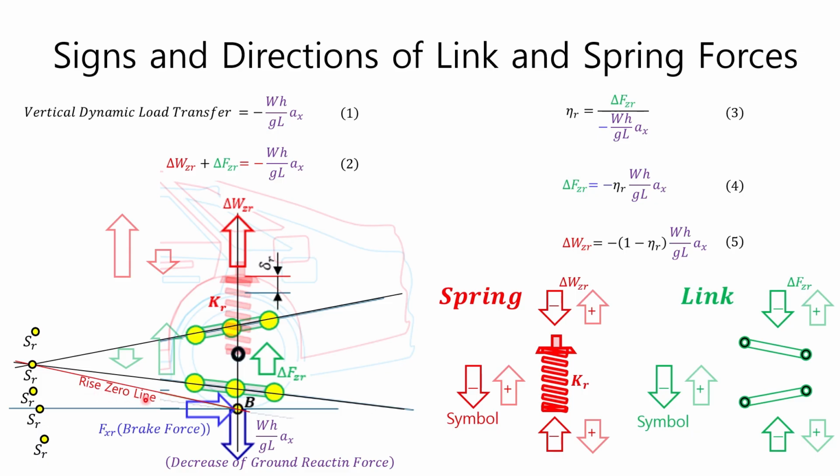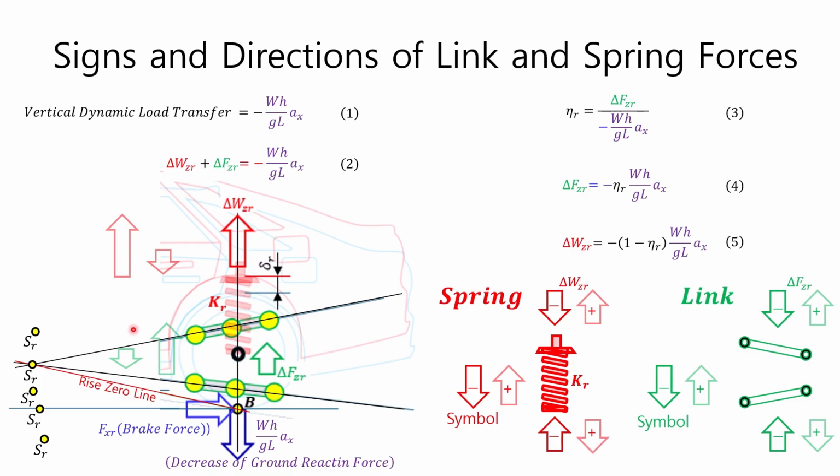For ease of understanding, I will define the tensile force as positive. If each of these two forces has a positive value, it is tension, and if it has a negative value, it is compression. For example, if spring force delta WZR is positive, it is tension, and if delta WZR is negative, it is compression. In the case of rear wheel braking, if the virtual reaction point is below the road surface, delta FZR is negative, so it acts as a compressive force on the link, and delta WZR is positive, so it acts as a tensile force on the spring.